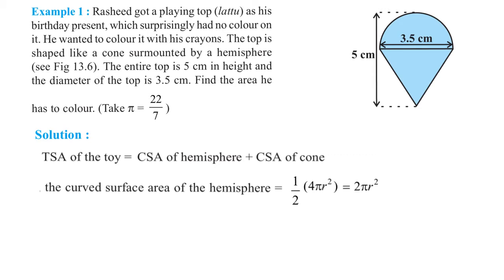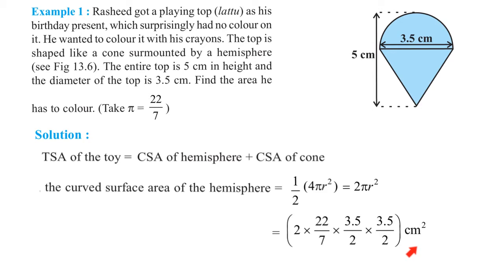What is the diameter? 3.5. So, what will be the radius? It will be 3.5 by 2. Let's not get into calculating how much it is. So, we can now plug in the values very easily. 2 times pi, which is 22/7, times the radius 3.5/2 squared. Obviously, we will multiply it by itself twice. And then this will be the curved surface area of the hemisphere.